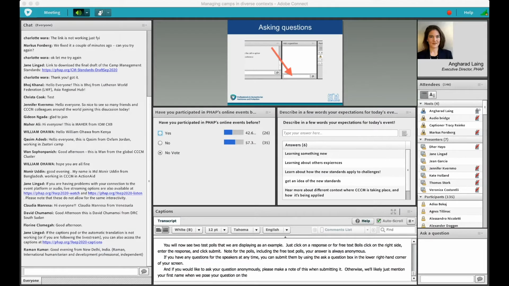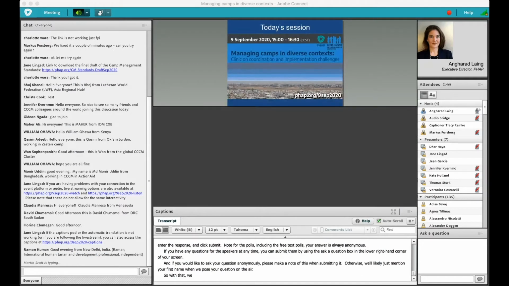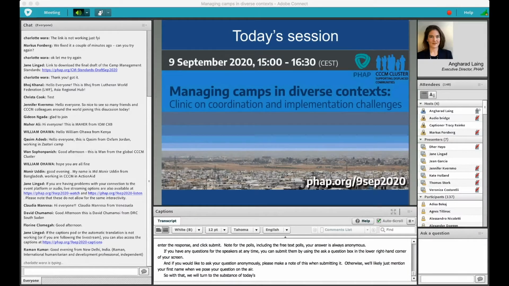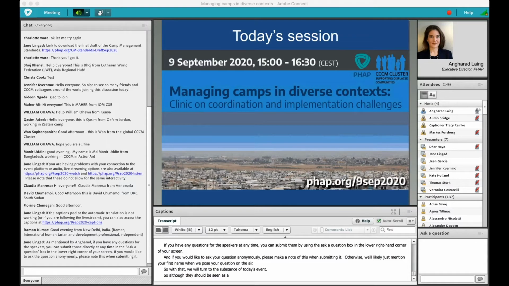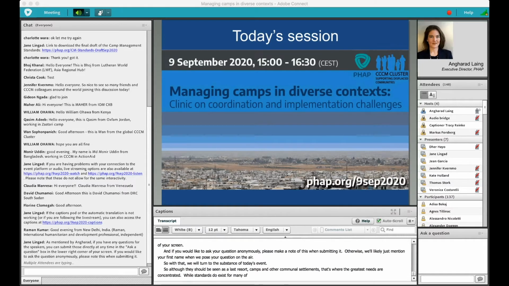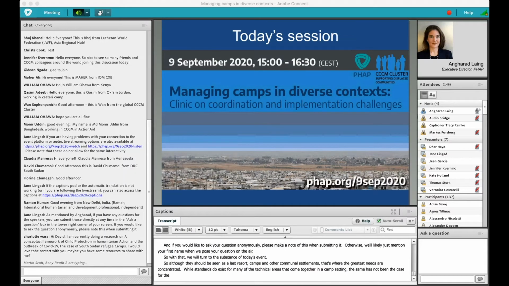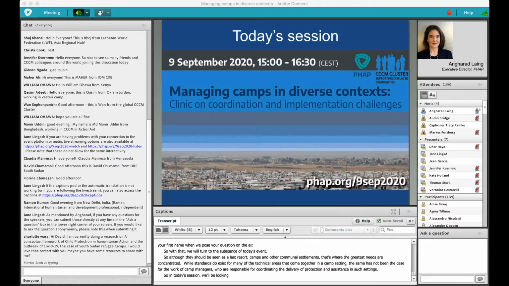So with that, we will turn to the substance of today's event. Although they should be seen as a last resort, camps and other communal settlements are often at the center of humanitarian response, as that is often where those with the greatest needs are concentrated. While standards do exist for many of the technical areas that come together in a camp setting, the same has not been the case for the work of camp managers, who are responsible for coordinating the delivery of protection and assistance in such settings. So in today's session, we'll be looking at some of the practical challenges faced by camp managers, approaches for how to address them, and how the camp management standards can help as a part of that.